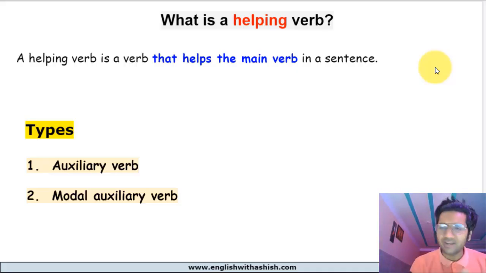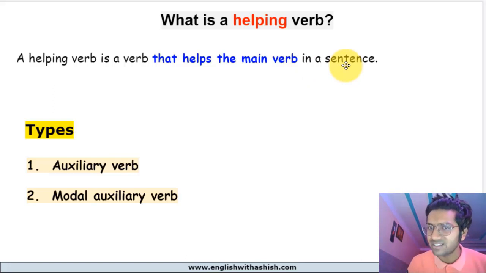Alright everybody, let's start with understanding what exactly a helping verb is. A helping verb, which is also known as an auxiliary verb. What is it? A helping verb or an auxiliary verb is a type of verb that helps the main verb, that supports the main verb in a sentence. So it helps or supports the main verb in a sentence. And that is exactly why we call it a helping verb or an auxiliary verb, because it helps or supports the main verb in a sentence. And without the main verb, it cannot exist.